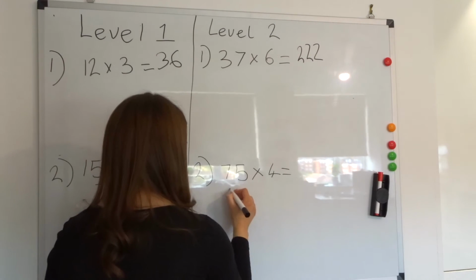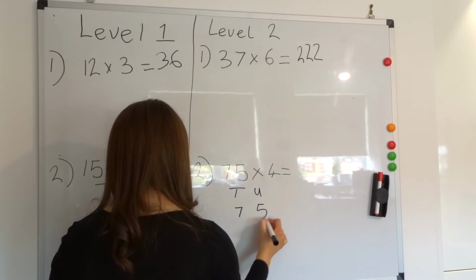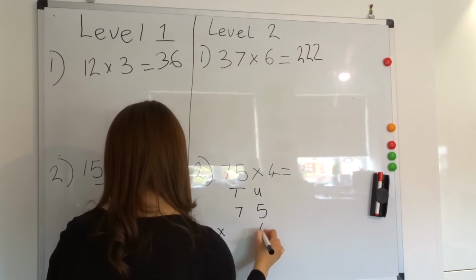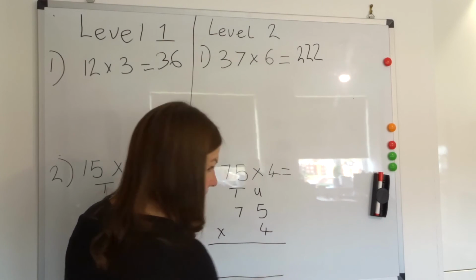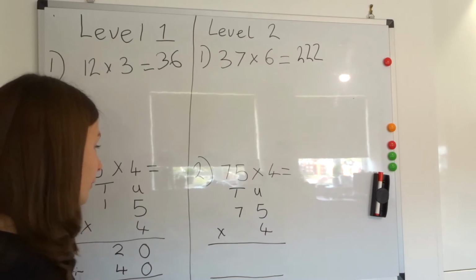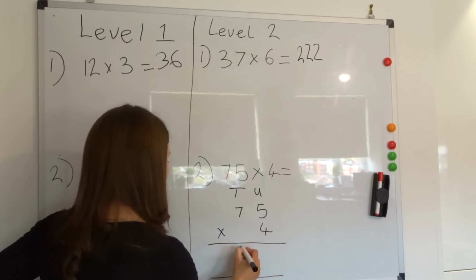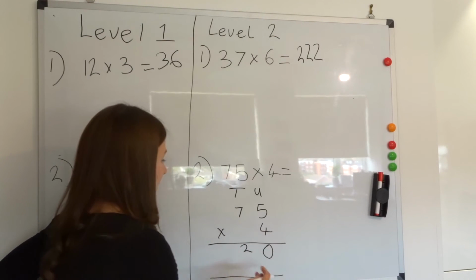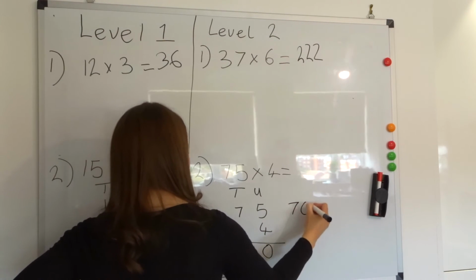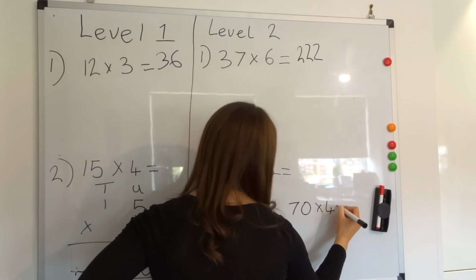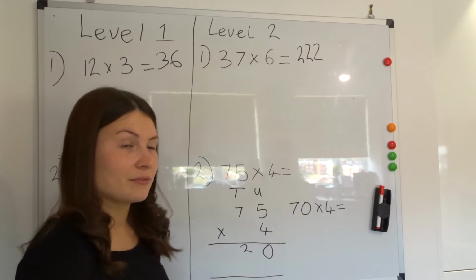So we've got our tens column and our units column. 75 times 4. Our 2 lines. Okay, so 5 times 4. 5 times 4 is 20. And then we've got our 70 times 4. So 70 times 4. Now 70 times 4 is a little bit too difficult for me.